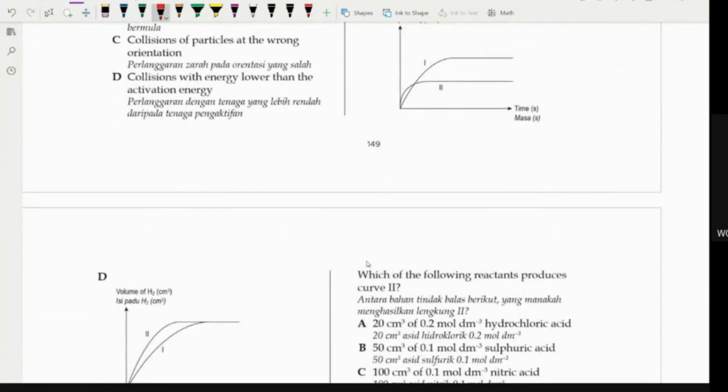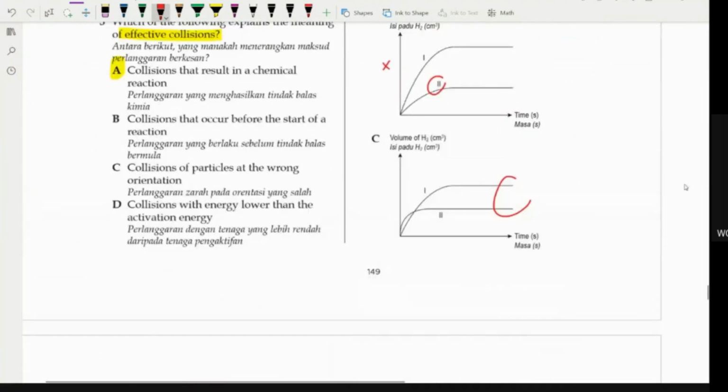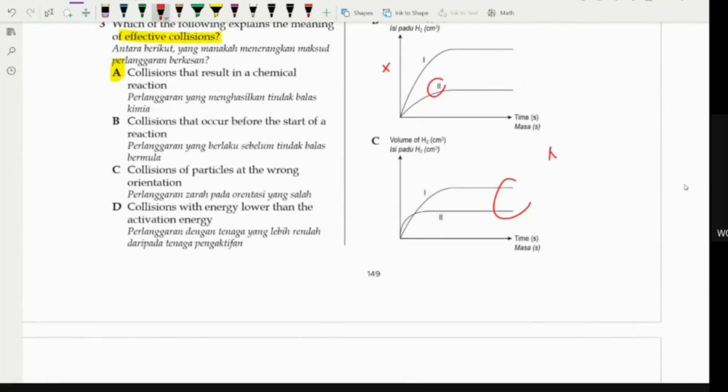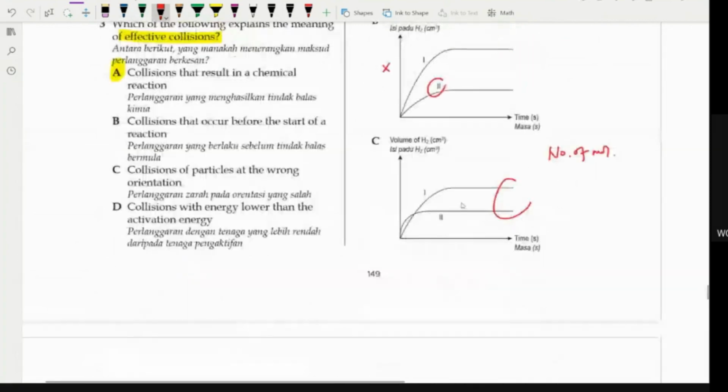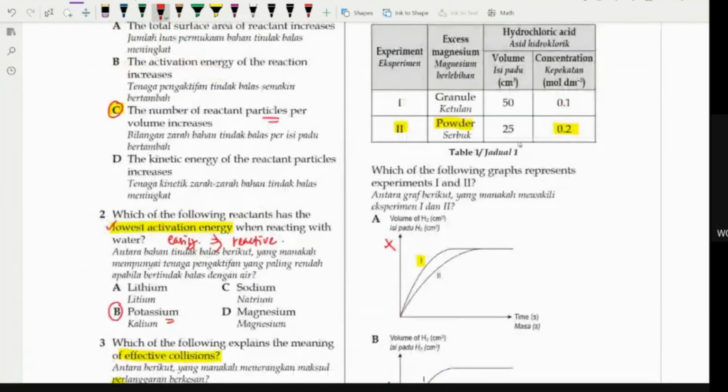Now we want to see whether it has produced the same volume or not. This one has a different volume, this one has the same volume. So what you need to look into is the number of moles. If the number of moles for both sets is the same, the result will be like this. If the number of moles is different, then your result will be C. We check whether the number of moles is the same or not, class. This one is M, this one is V, right? We use MV over 1000.